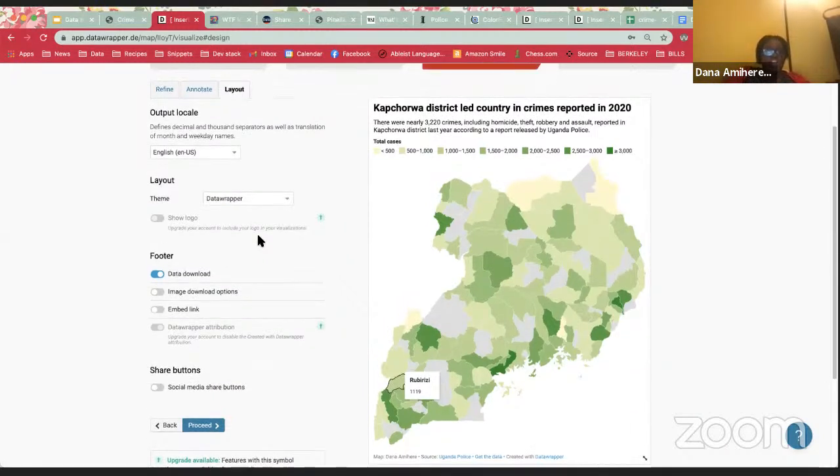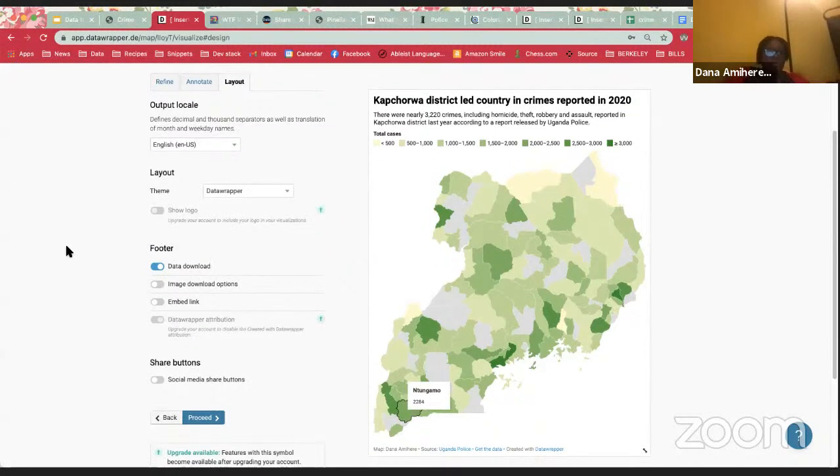So there are a couple of things that you have to do in order to do that. The first thing is, over here on layout, it's always going to have the Datawrapper logo unless you pay for the paid version, which I never have. I don't care that it says Datawrapper here in the corner.